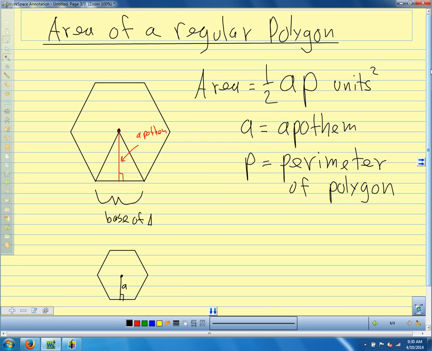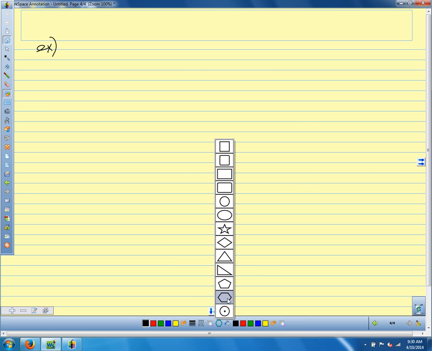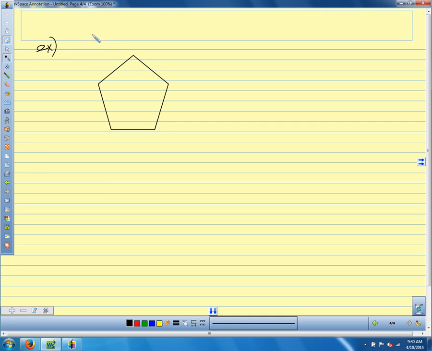All right, let's do a couple of examples calculating the area. Okay, here is our shape. We'll do a pentagon. So this is like our opener. Find the area. That's 12 centimeters. And this is 8 centimeters.